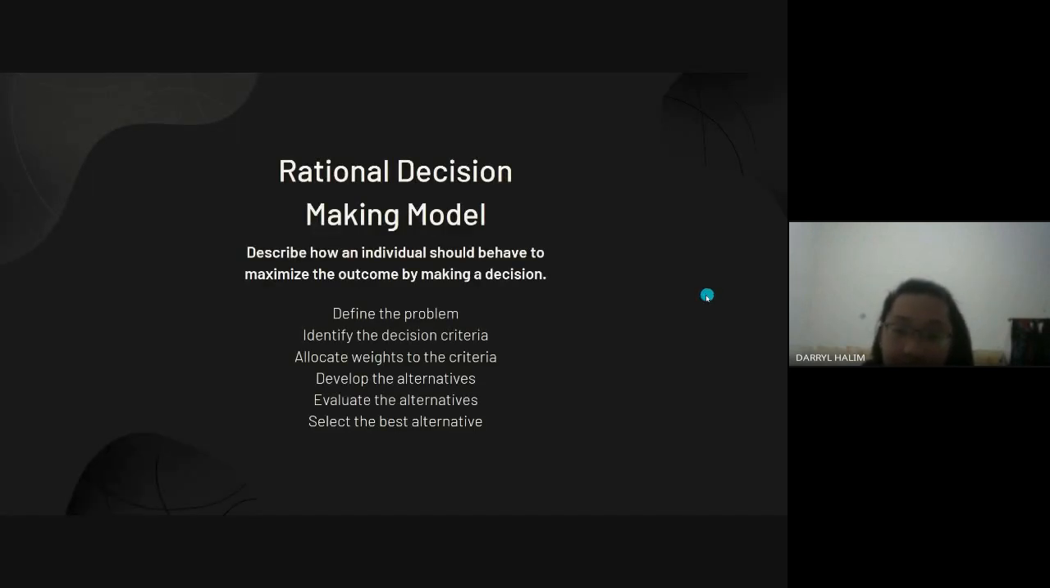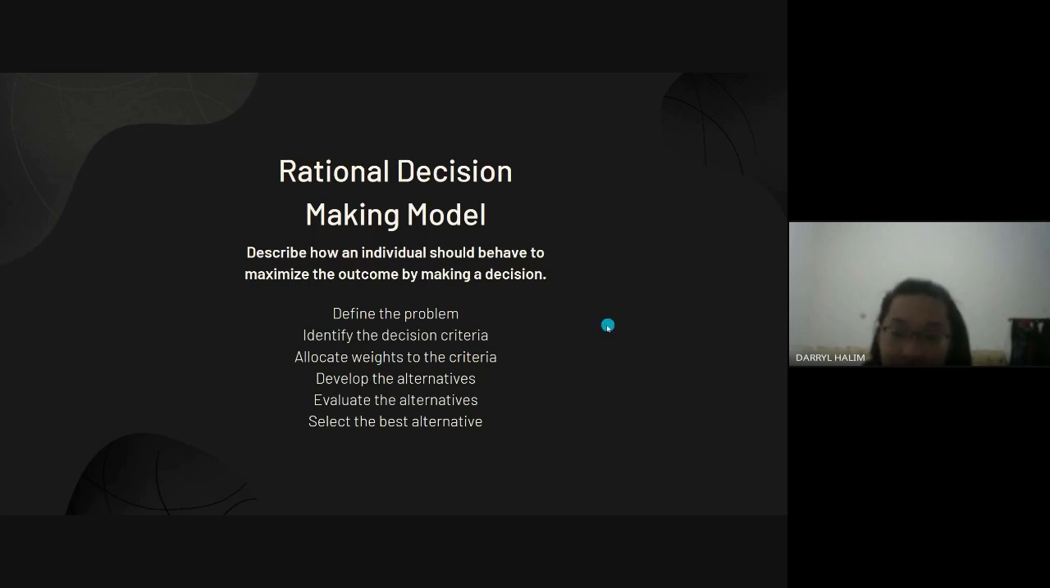And then, how do we make a good decision? Well, how do we make a rational decision? From the book, there's this rational decision making model, which consists of 6 steps. First, we define the problem. What is the problem? Maybe we lack budget.